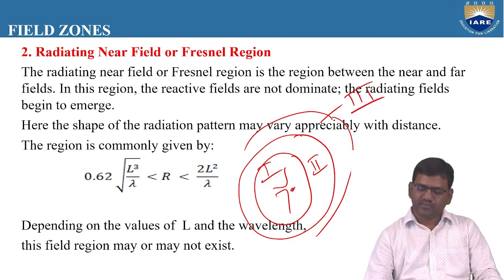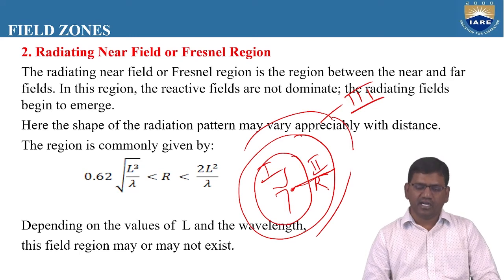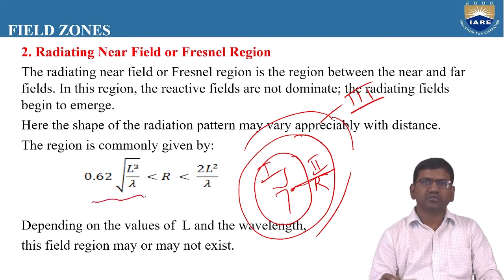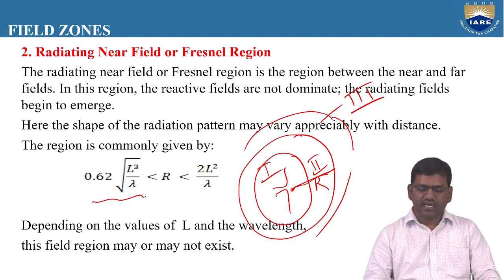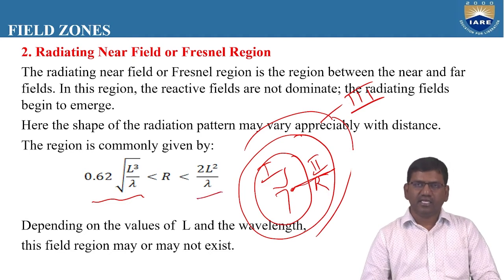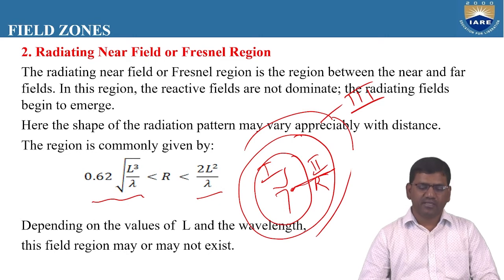With respect to the center of the antenna, this distance we call R. If the distance R lies between 0.62 into root of L cubed by lambda and 2L square by lambda, then that zone we call the radiating near field zone or Fresnel zone.